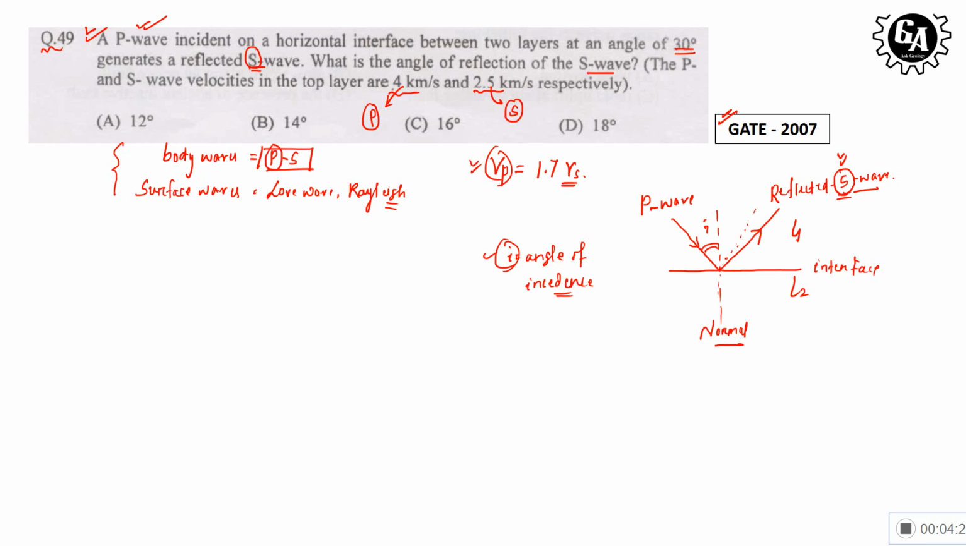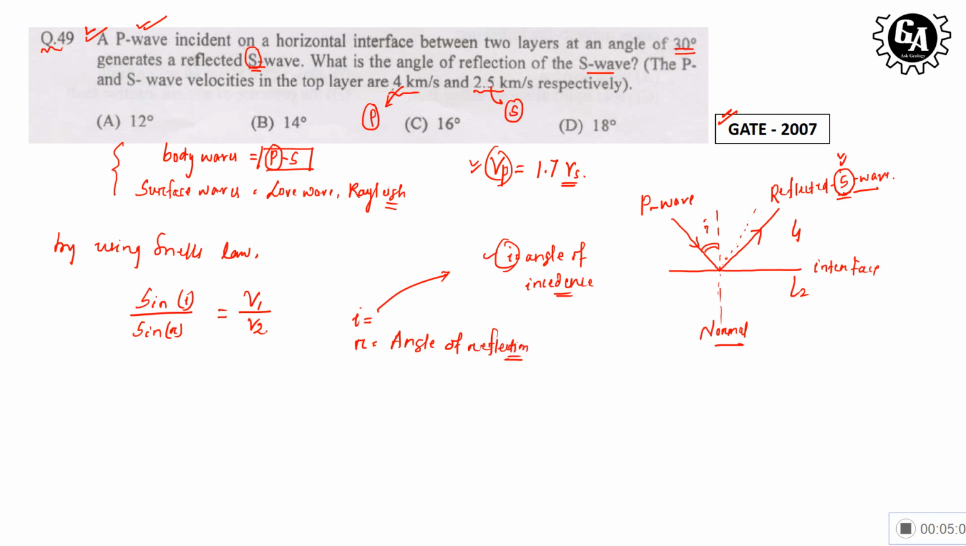And the velocities are also given, so by using Snell's law, sin I by sin R is equal to V1 by V2, where I is the angle of incidence and R is the angle of reflection.